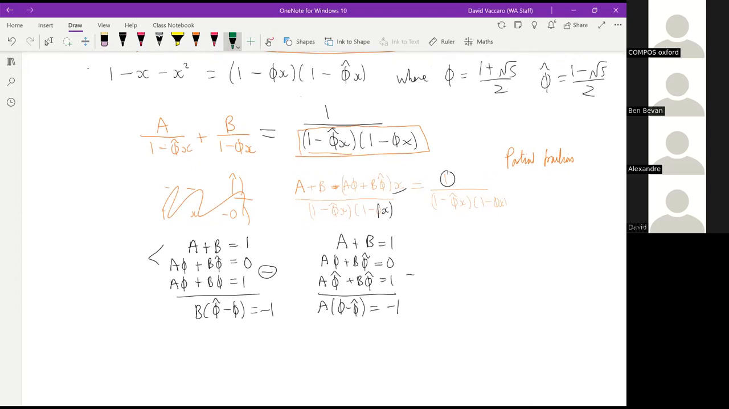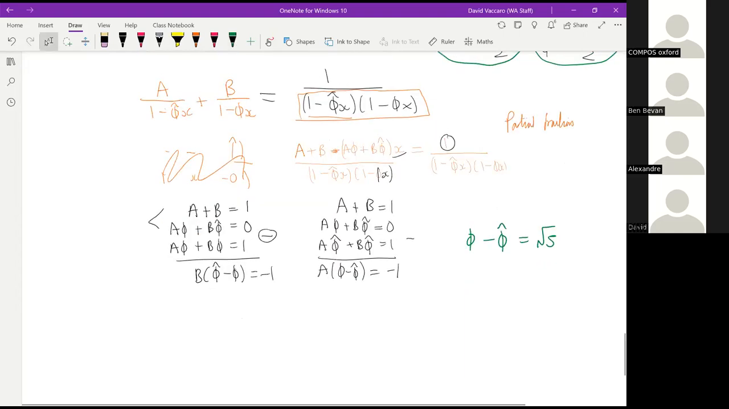But if I look at my expressions for phi and phi hat, phi minus phi hat is just the difference between them. The ones cancel, and I get left with a root 5 term. So I get B is 1 over root 5, and A is minus 1 over root 5.